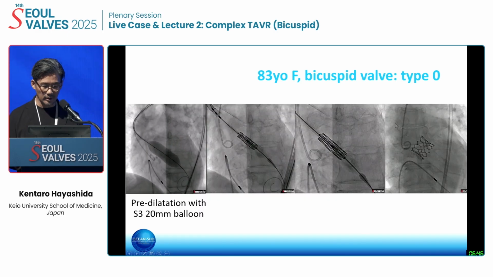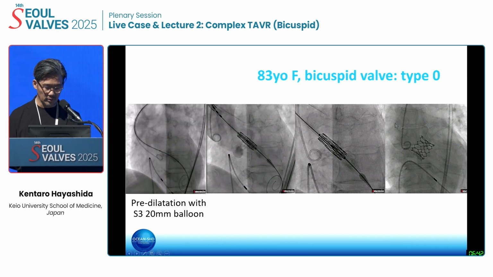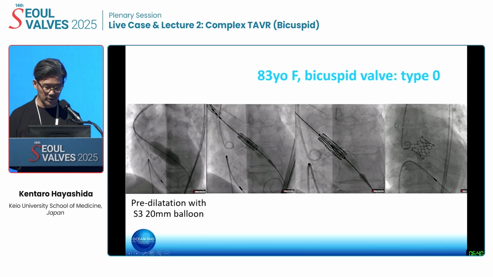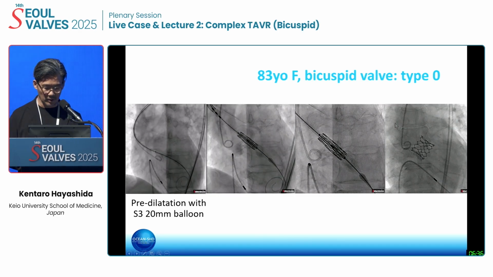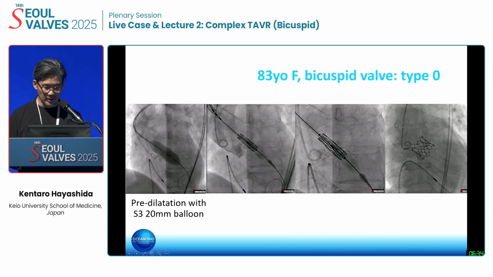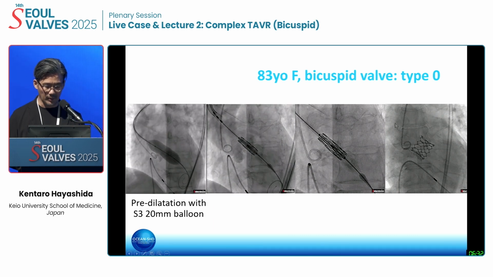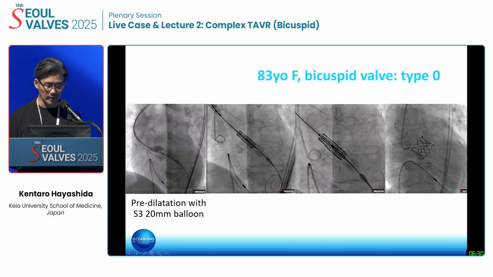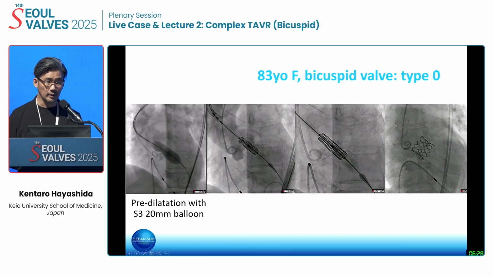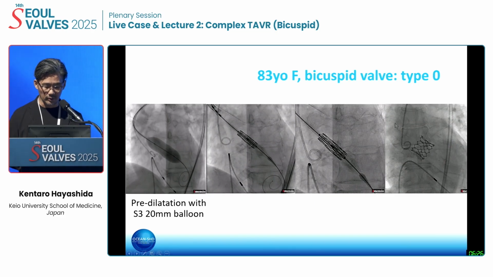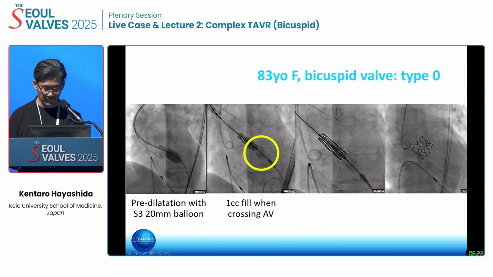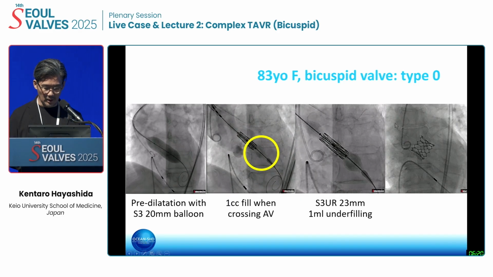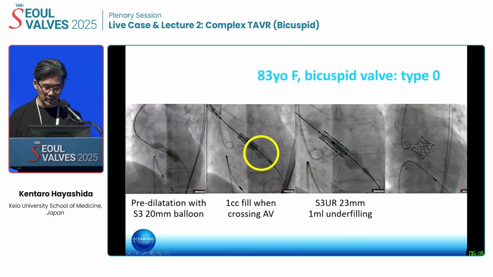And as you can see, we perform very good pre-dilatation. We also position the valve with the inflation of the tip of the balloon to negotiate a very stenotic bicuspid valve. And sometimes the case with bicuspid valve has a little bit dilated ascending aorta. And to minimize the risk of aortic dissection, we usually inflate the tip a little bit. And we deploy the valve with 1 cc underfilling.